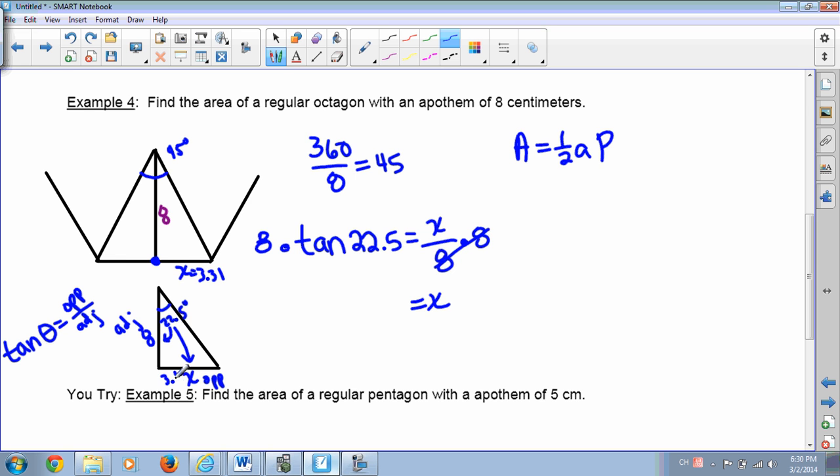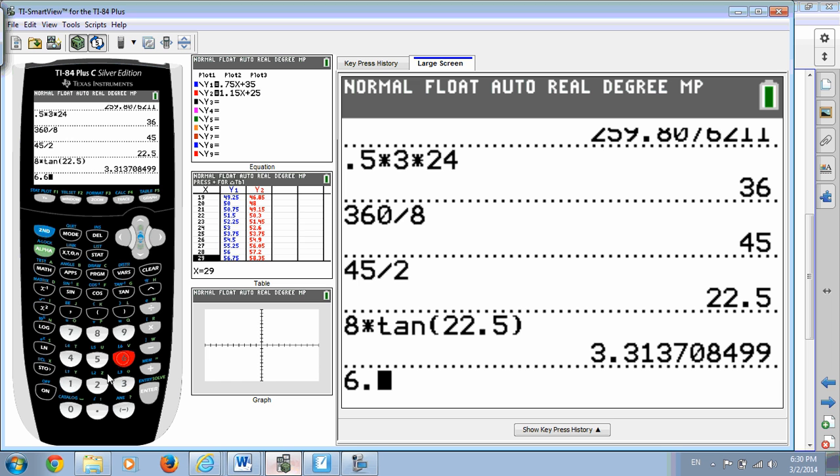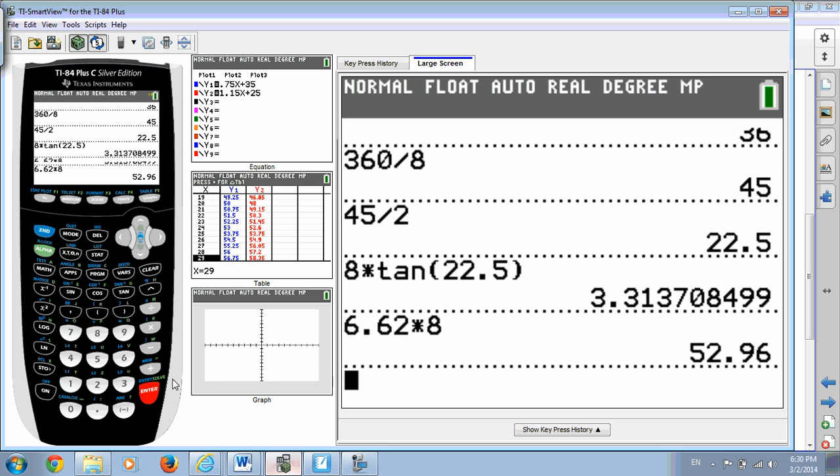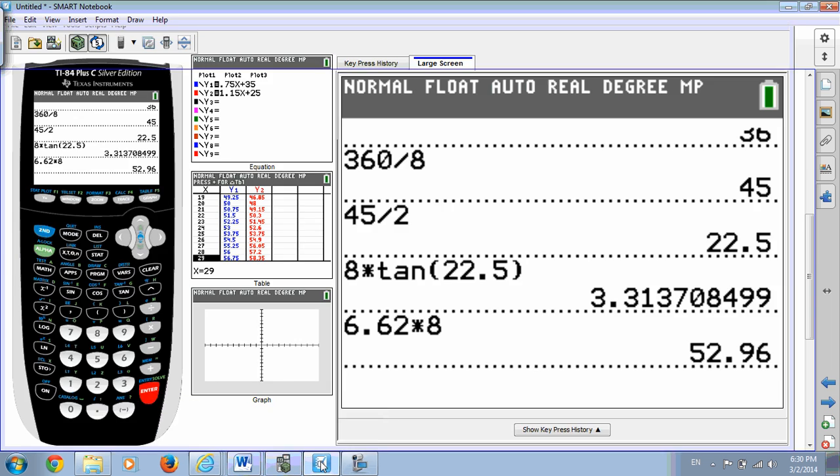Which would make the whole side length 3.31 times 2, because it's 2 of those. So 3.31 times 2 is 6.62. So each one of our side lengths of our octagon is 6.62. This is 3.31, this is 3.31, which makes the whole thing 6.62. So to find our perimeter, we're going to do 6.62 times the fact that there are 8 sides. So let's go to our calculator. 6.62 times 8 is 52.96 for our perimeter.